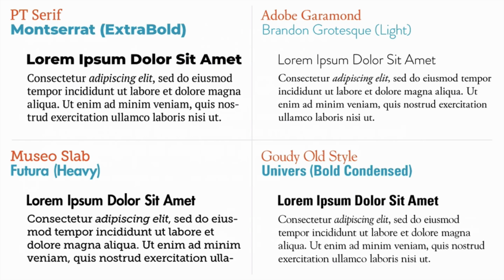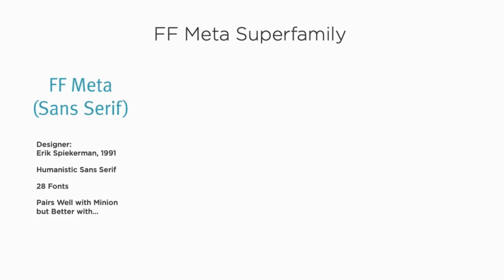But with a superfamily, the choice is often made for you, with different classes of type families specifically designed to work well together. FF Meta is a superfamily from Eric Spiekermann, one of my favorite contemporary type designers. Meta is 4 different families. FF Meta, a humanistic sans serif with a solid range of weights and widths. It was released in 1991.